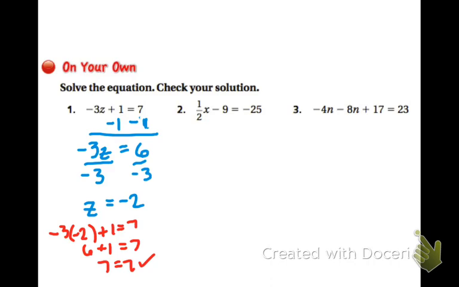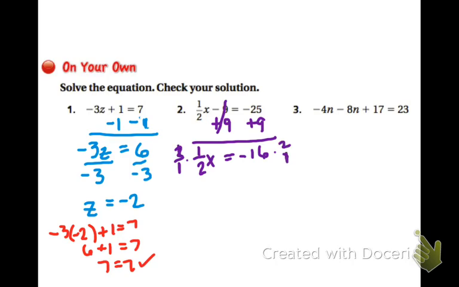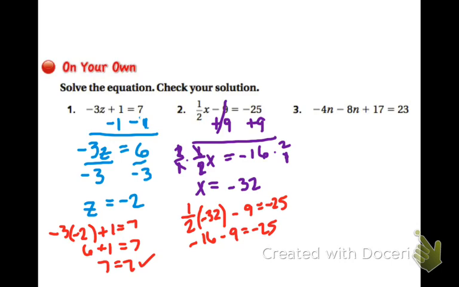For the second one, I have a multiplication and a subtraction, so I want to undo the subtraction first by adding 9. So negative 25 plus 9 will be a negative 16. And then we saw yesterday that we will use the reciprocal and multiply both sides by 2 over 1. Okay, so those 2's cancel and the 1's cancel. And when you have negative 16 times 2, you get negative 32. So I can check my work. So half of negative 32 is negative 16, and negative 16 minus 9 is negative 25.